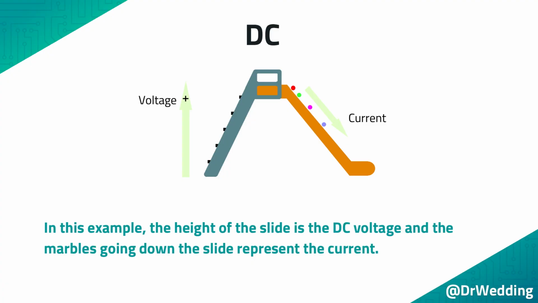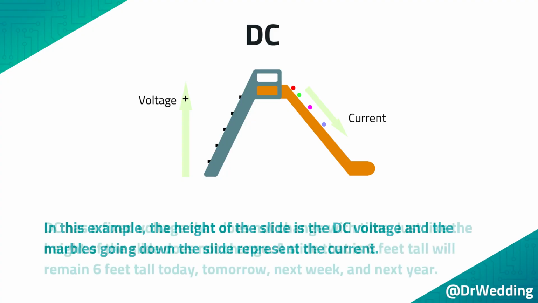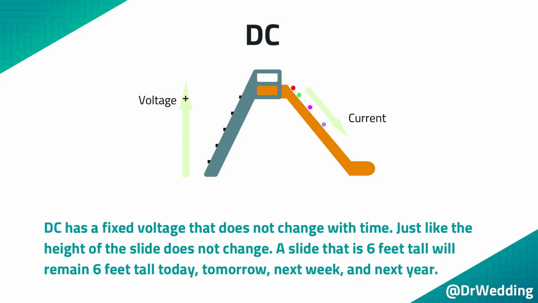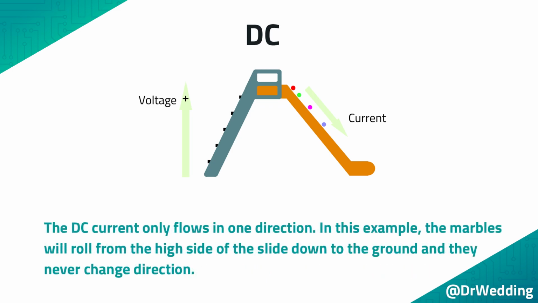In this example, the height of the slide is the DC voltage, and the marbles going down the slide represent the current. DC has a fixed voltage that does not change with time, just like the height of the slide does not change. A slide that is 6 feet tall will remain 6 feet tall today, tomorrow, next week, and next year. The DC current only flows in one direction. In this example, the marbles will roll from the high side of the slide down to the ground, and they never change direction.